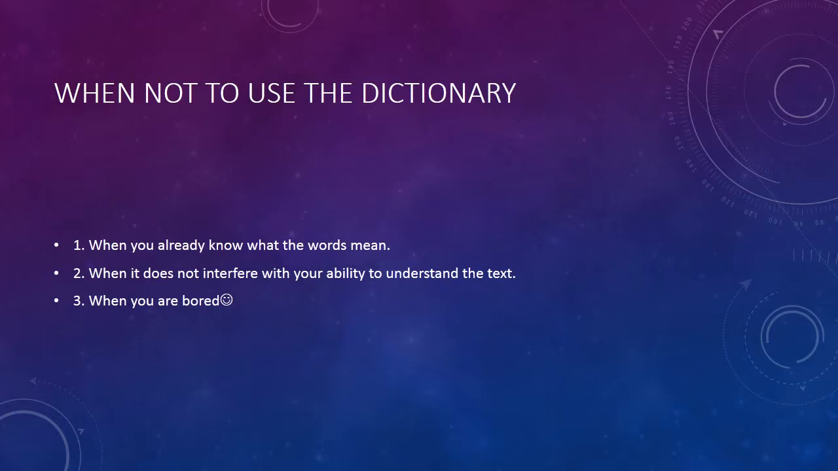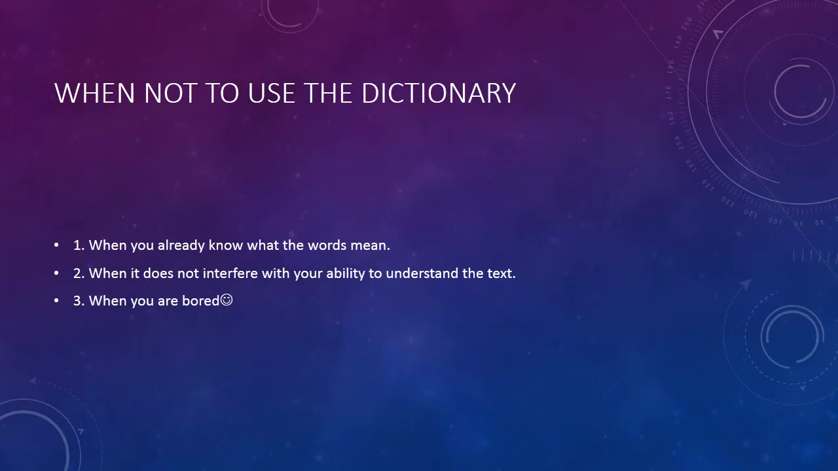word. What I might do as a strategy is circle that word as a way of knowing, hey, I didn't know what this word meant. And if I needed to later on, if I saw that it was necessary to look up that word, then I would look it up and that would help me. But otherwise, no need to look up that word.